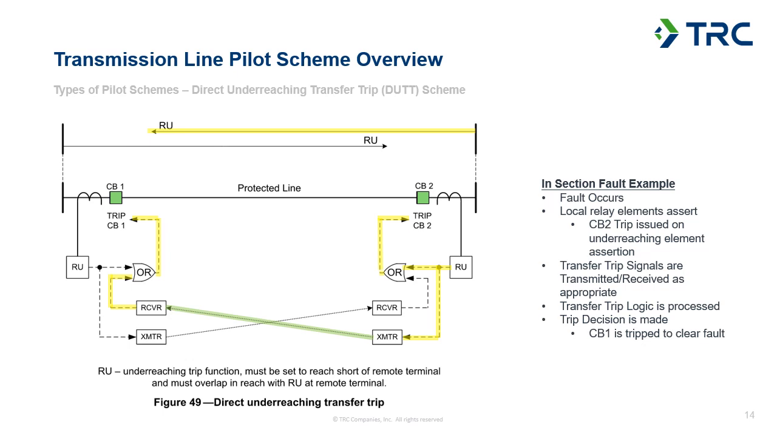So this has some advantages in that simplicity, but may not be as robust of a scheme as the permissive overreaching transfer trip or the directional comparison blocking scheme. So oftentimes we don't see this scheme used as a primary pilot scheme for a transmission line. Usually either the POTT or DCB schemes would generally be the choice that the utilities would make.